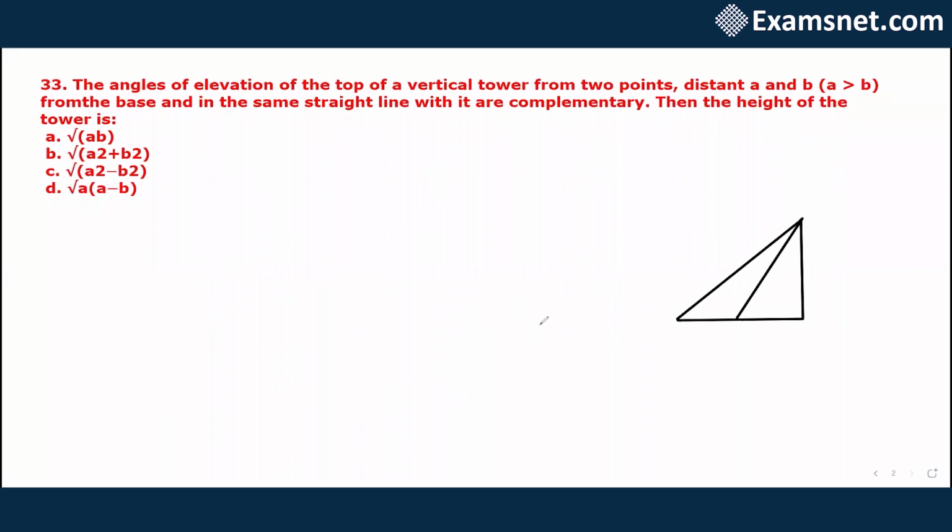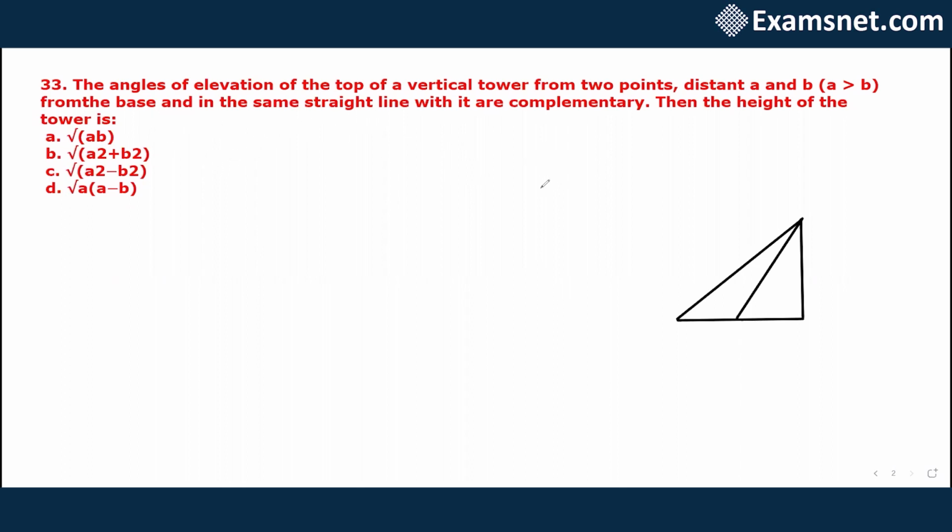Question number 33 states that the angles of elevation of the top of a vertical tower from 2 points distant A and B, where A greater than B, from the base and in the same straight line with it are complementary. Then the height of the tower is, 4 options are given.